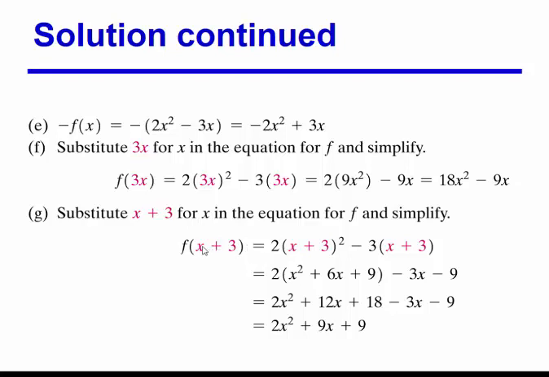And so this is the same thing. If this would have been f of 1, you simply replace x with 1 and you simplify. And so the same thing here. Here you have x plus 3, so you replace every single instance of x with x plus 3, and then you simplify.